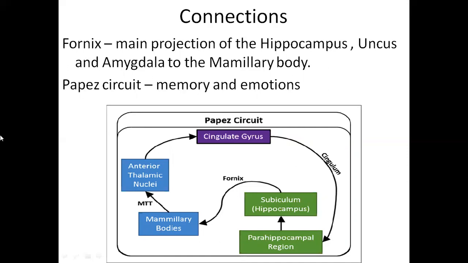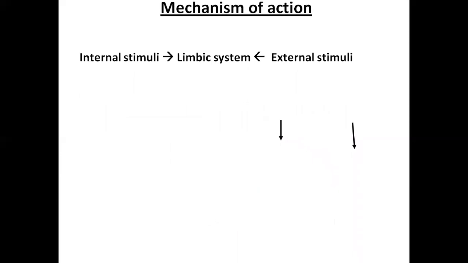Can you see here? The four important connections of the Papez circuit are the cingulate gyrus, the hippocampus, the mammillary bodies, and the anterior thalamic nuclei. So these connections together form the Papez circuit. However, the hippocampus and cingulate gyrus are connected to the brainstem, autonomic centers, and the reticular formation. We'll see about the mechanism of action.